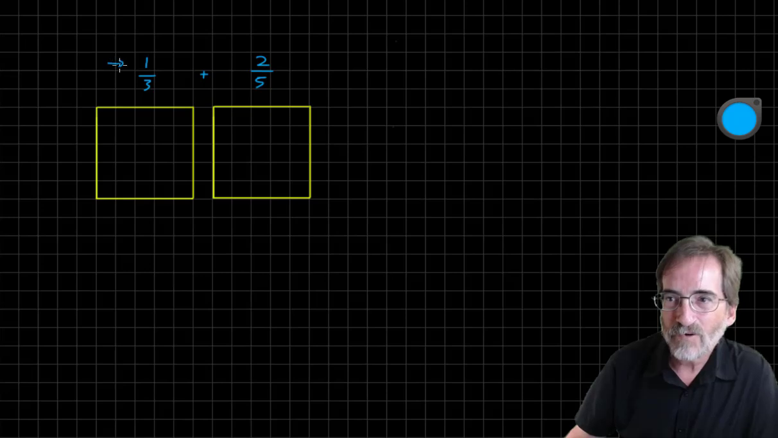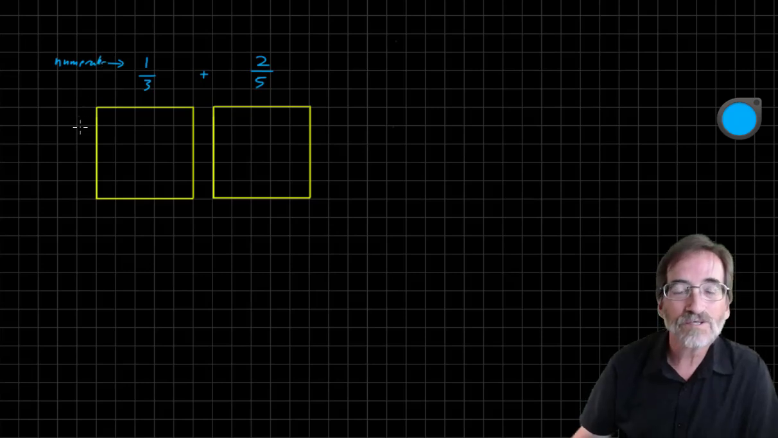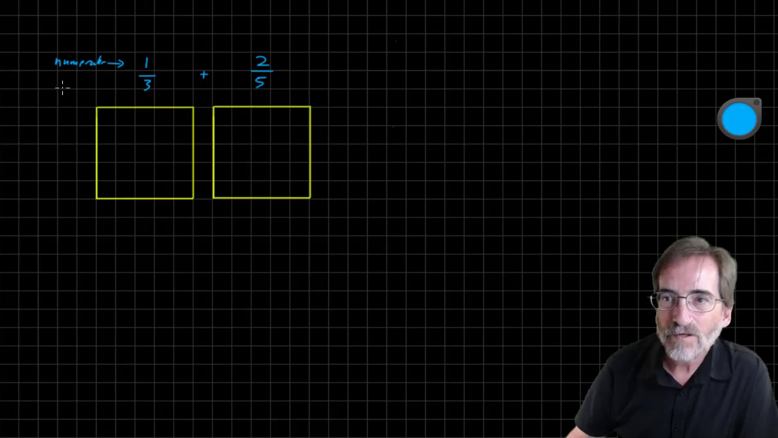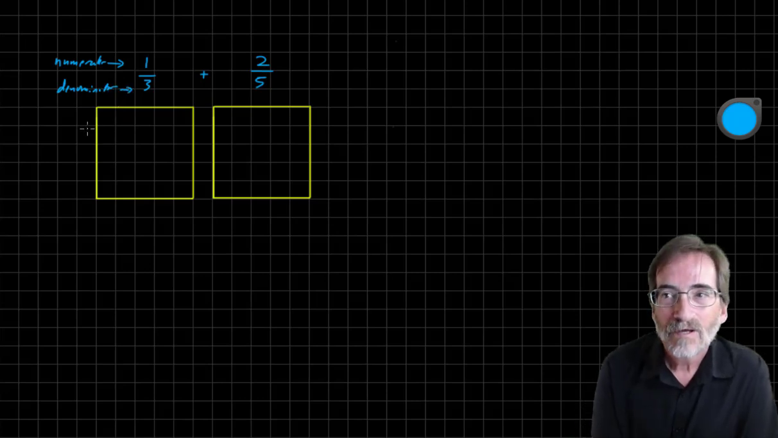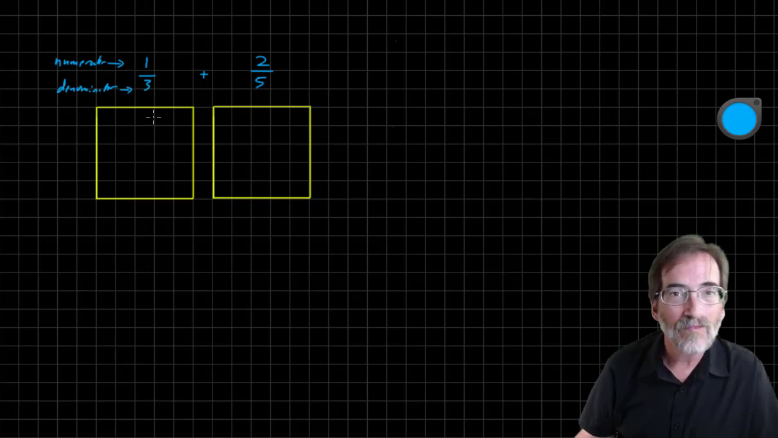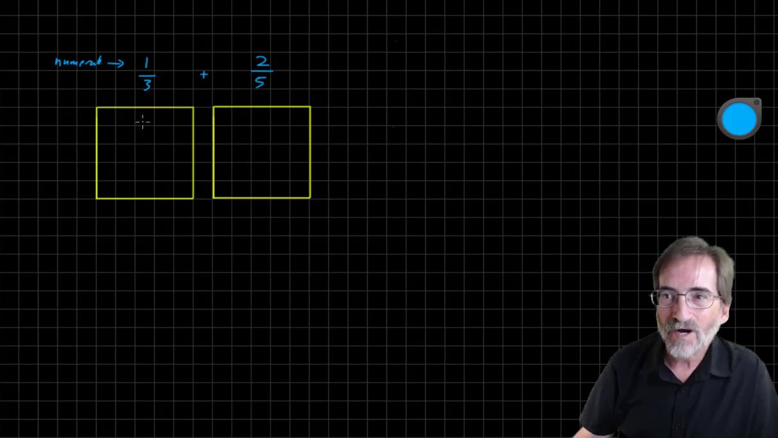The top number in a fraction is the numerator. It answers the question, how many? The bottom number is the denominator. It answers the question, what kind? So when we have the fraction 1/3, there are one of them, and they are thirds. They are thirds because they divide the whole into 3 equal parts.